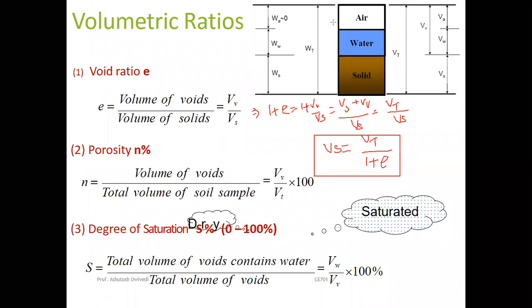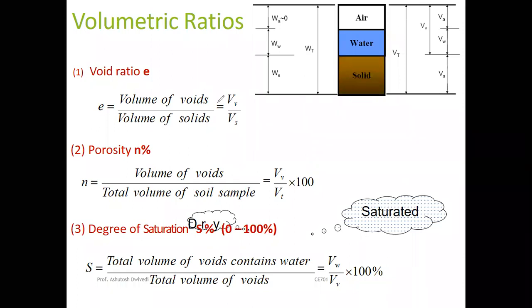Okay, so that is the idea of void ratio. If someone asks which soil has more voids, coarse grain soil or fine grain soil: in coarse grain soil, the size of the soil solid particles is greater. The total volume of voids in fine grain soil is more than in coarse grain soil. So that is the idea of void ratio. Here e is always greater than zero.